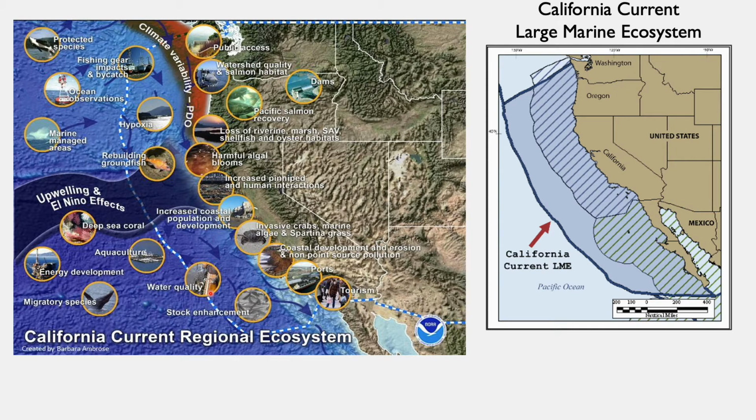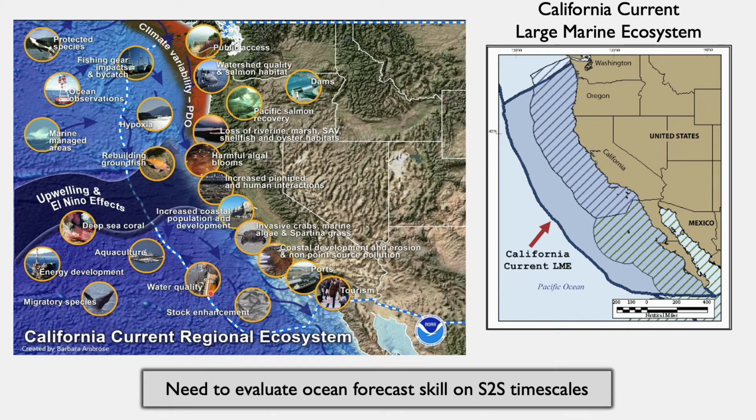But there are important management decisions that are being made on these 1 to 60 day timeframes, this subseasonal to seasonal timescale, that could benefit from a dedicated focus from a forecasting perspective. For example, managers are trying to reroute shipping lanes to minimize or avoid ship strikes of large marine mammals, or rerouting fishery efforts to overall minimize bycatch. So we could use, and we probably need, to begin to evaluate ocean forecast skill on these S2S timescales, particularly in this region.